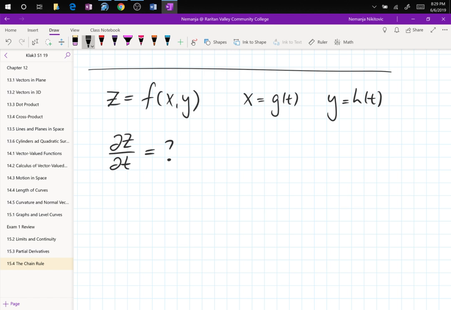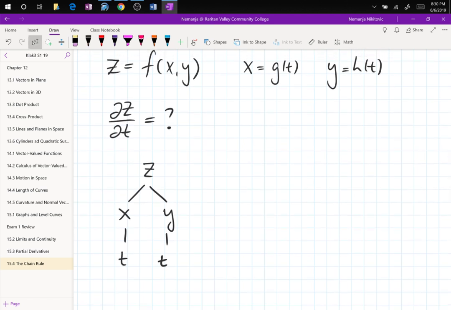So to draw the tree for this, we say variable z is obtained by x and y, and each x and y is driven by t. I'm going to make this tree one more time looking at my functions. Here we go. So variable z is made of x and y, and then both x and y are each controlled or made of t's.